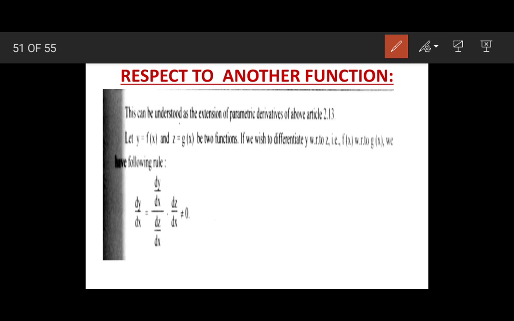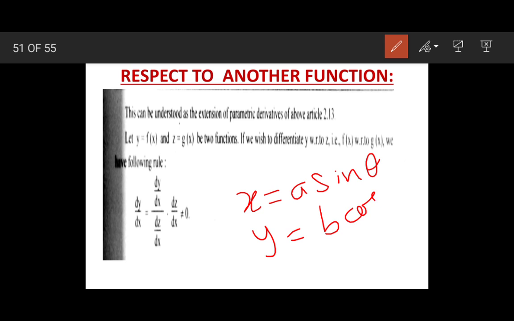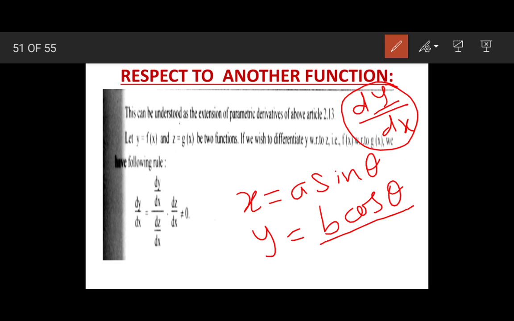It is given that differentiate or find dy upon dx if x is equal to a sin theta and y is equal to, suppose, b cos theta. Then find dy upon dx. Now this dy upon dx means we are differentiating y, meaning b cos theta, with respect to x, meaning a sin theta, right?